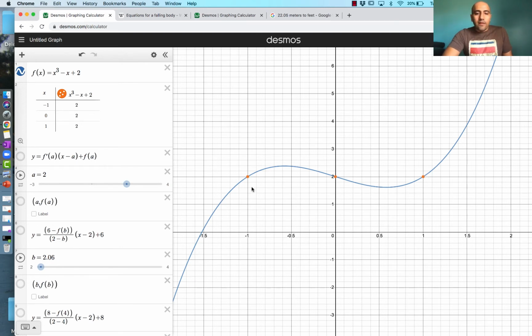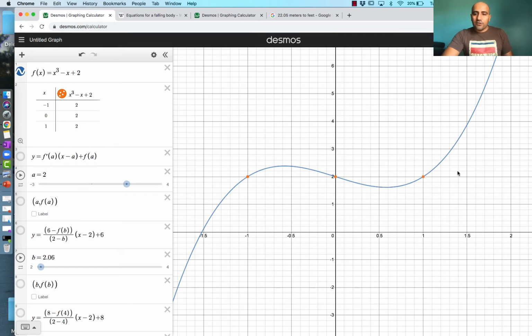At -1, the output is 2. I can also see that it's increasing, right? But how does that increase there compare to the increase there? Is one sharper than the other? I would like a number. I would like to quantify it. I would like an equation, something to solidify how it's changing at that point. Okay, so how are we going to do that?